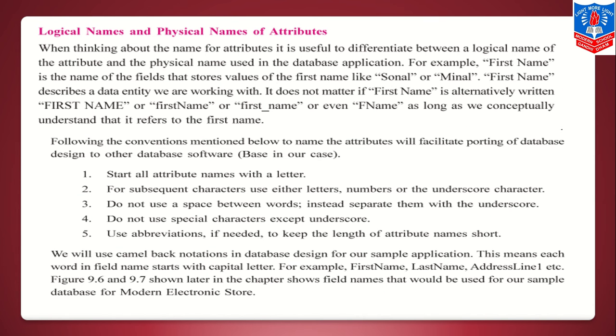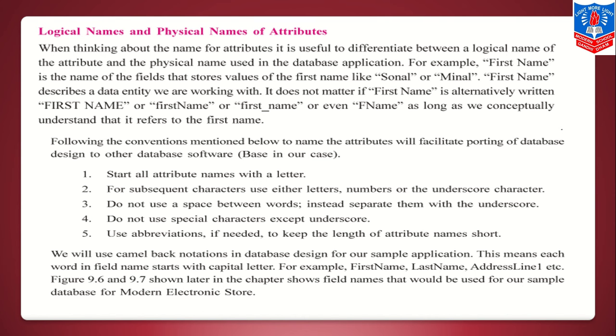Now, logical names and physical names of attributes. When thinking about the names of attributes, it is useful to differentiate between the logical name of the attribute and the physical name used in the database application. For example, first name is the name of the field that stores values of the first name like Sonal, Meenal. First name describes a data entity we are working with. It does not matter if first name is alternatively written capital First Name or small first name or first underscore name or even F name, as long as we conceptually understand that it refers to the first name. Okay. Now, following the convention methods below for the name of attributes will facilitate porting of the database design to other database software, Base in our case.